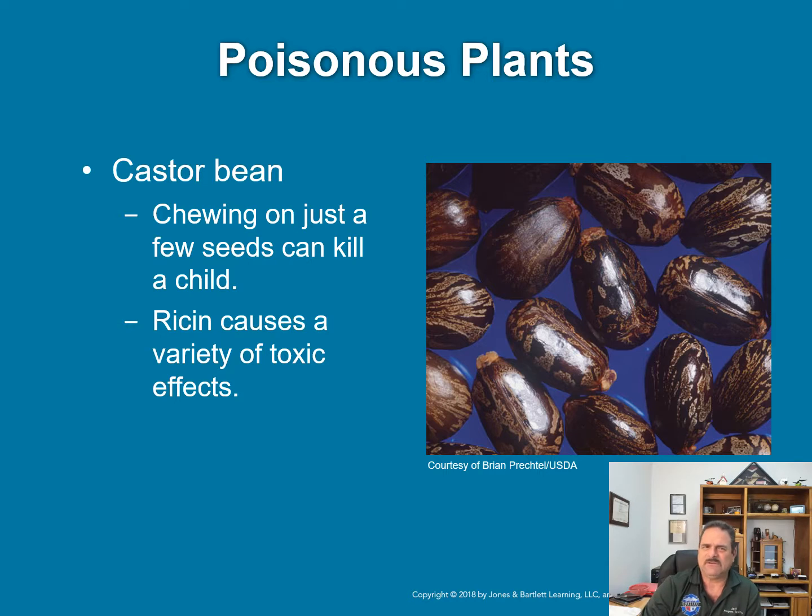Castor bean. Chewing on these, especially for kids, can kill a child. This is not a good thing because chewing them is going to get the ricin out of it, which is the poison in the castor beans. And it causes a variety of toxic effects to include burning of the mouth and throat, nausea, vomiting, diarrhea, severe stomach pains, prostration, failing vision. Kidney failure is the big one. So at the end of the day, your child may die because they're chewing on seeds. Not a good thing.